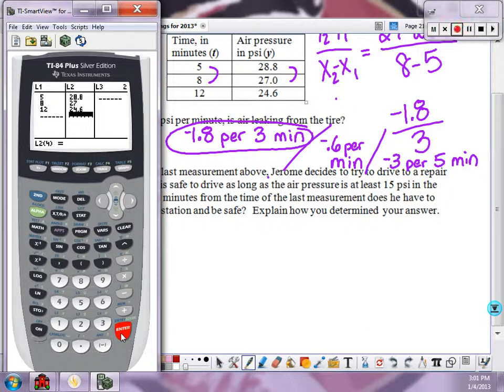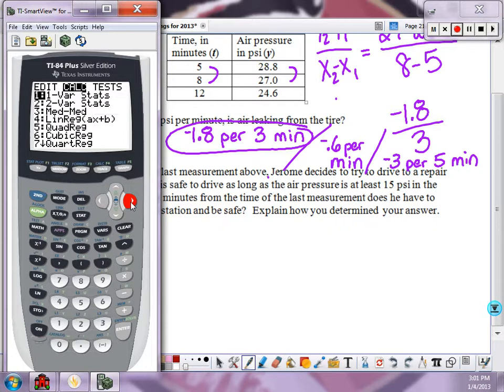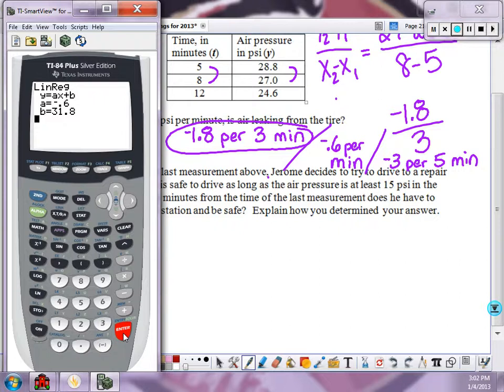Okay, so let's figure out the formula. Stat, calc, number 4. So the formula for this is negative 0.6, that's the slope that we already found, plus 31.8, that's the tire pressure that he starts with. All right, so let's put that into y equals and look at it. Stat, calc, number 4, but I'm going to put it into y equals, so I'm going to hit vars, y vars, enter, enter, enter.